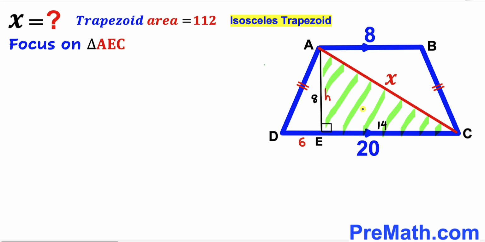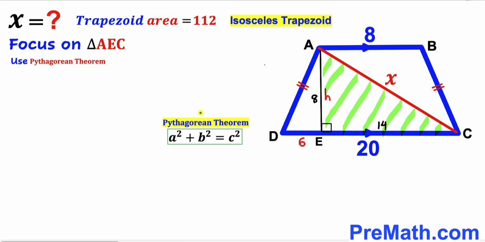Here's our next step. Let's focus on this right triangle AEC. We are going to apply the Pythagorean theorem on this triangle to calculate the value of x. Here's our Pythagorean theorem: a squared plus b squared equals c squared. In our case, our hypotenuse is x, whereas our two other legs are 8 and 14. Let's fill in the blanks in this formula. So we got 8 squared plus 14 squared equal to x squared.